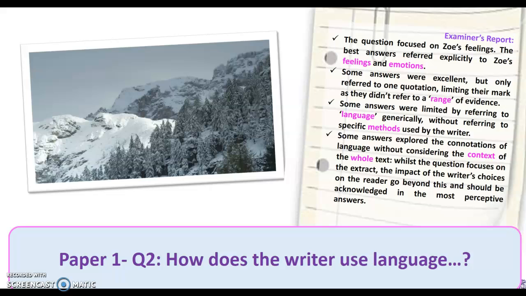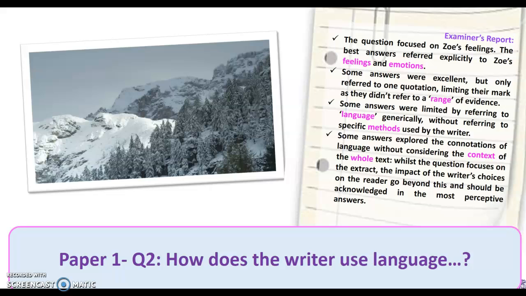There was nothing wrong with what people had written, but they were limited because they only referred to one quotation. So the criteria does say that you need to refer to a range of evidence. So unless you included a second quotation, it made it very difficult to give you a high mark there.